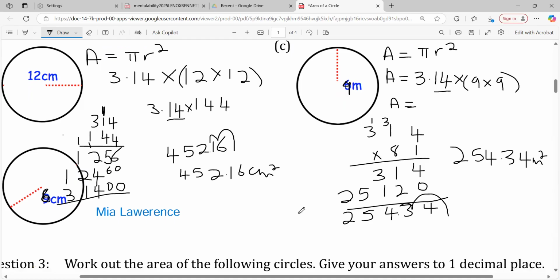Oh Lord, hardly any space is there. All right. Since we know the process, just walk us through it, Mia. So, sir, A equals pi r squared. So I said 3.14 times 6 times 6.